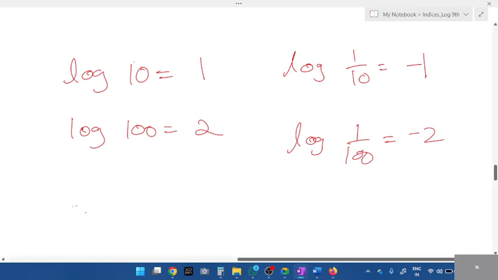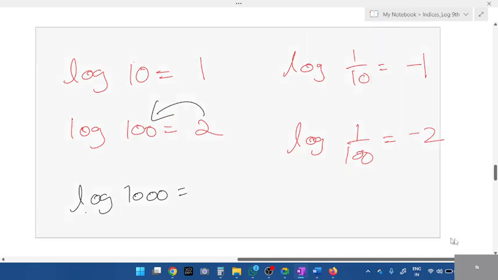It's the same with 1000, students. If it is 1000, log 3. Now I'll ask you a question. Even the opposite you'll have to remember. If 2 is given, take it as log 100. If 1 is given, take it as log 10.